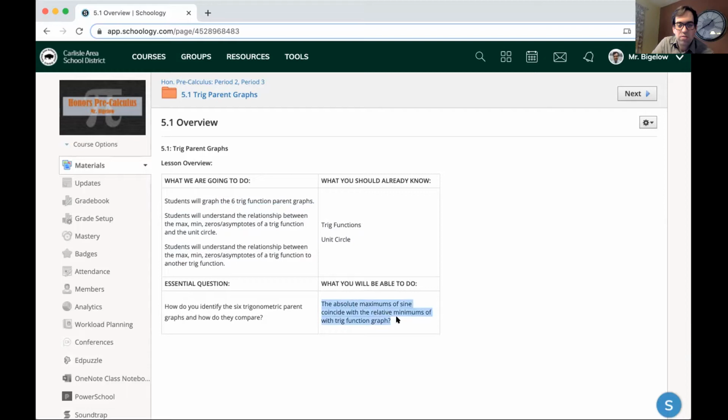The absolute maximums of sine coincide with the relative minimums of which other trig function graph? All right, so I'm going to take us over to the notes and we are going to get going.